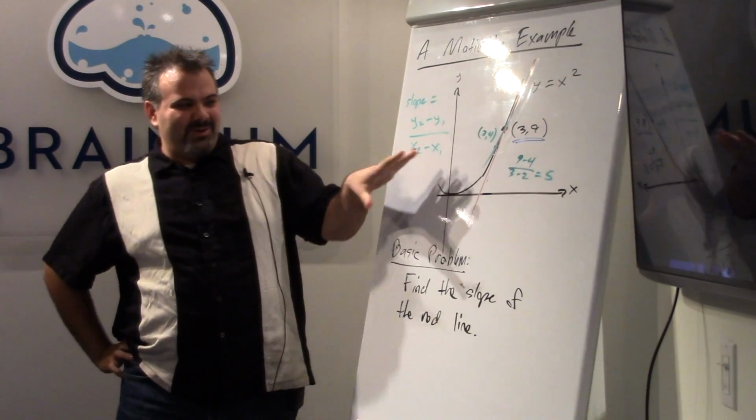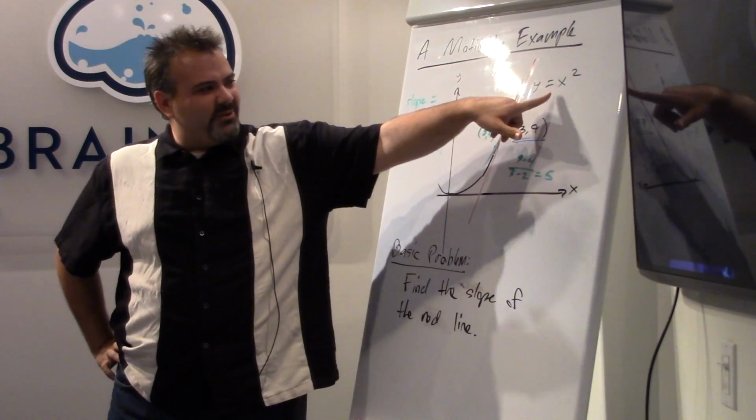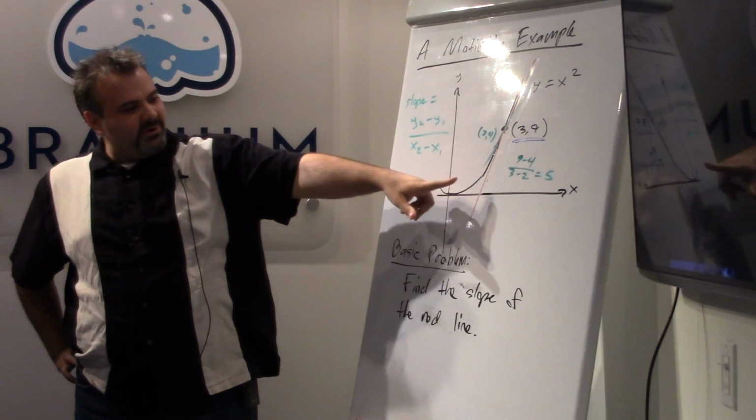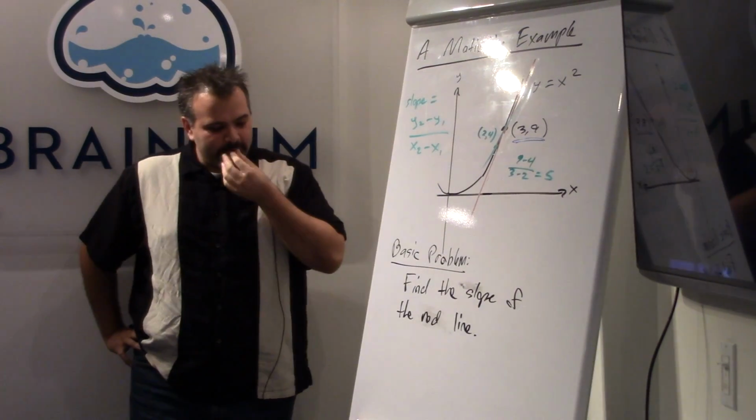So we have this picture, and we have this equation that tells us the points on here, and we want to know the slope of the red line.